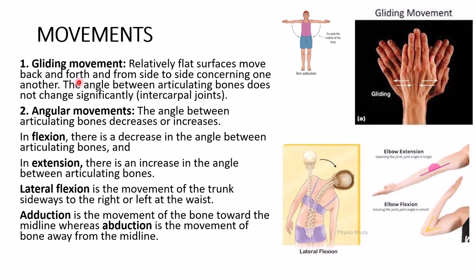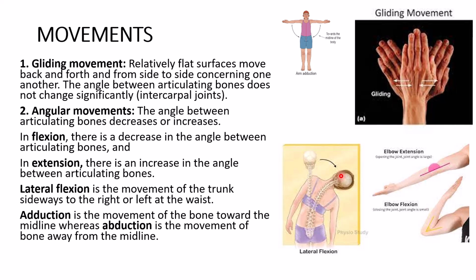Now, this is some of the revision movements. You should know what is gliding movement. Can you see here in this diagram? We are gliding the hand. Okay, the relatively flat surfaces move back and forth or from side to side concerning one another. The angle between the articulating bones does not change significantly. For example, the intercarpal joints. You can see here these are the carpal bones and there will be intercarpal joints. So they will glide over one another. The angle will not be changed in this type of gliding movement. This is one movement in which there is no change of the angle.